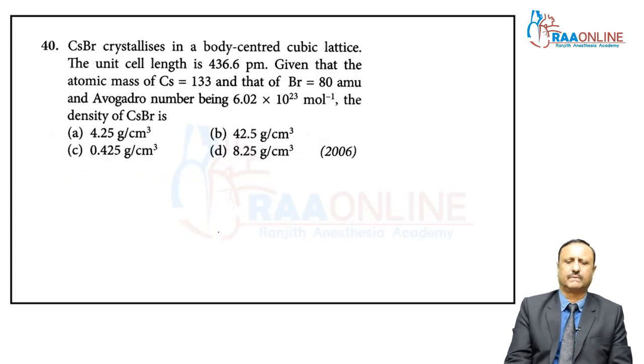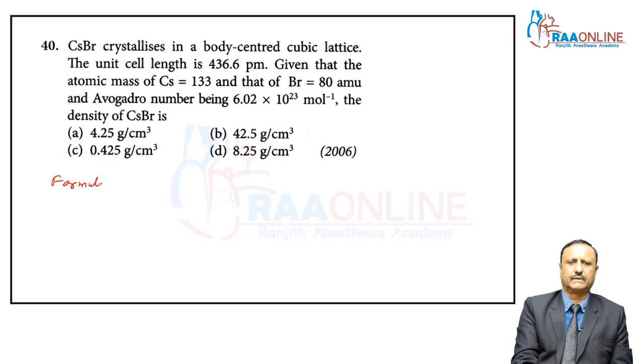Now we can see question number 40. Here in question number 40, CsBr crystallizes in a body-centered cubic lattice. The unit cell length is 436.6 picometer. Given that the atomic mass of cesium is 133 and that of bromine is 80 amu, and Avogadro number being 6.02 into 10 to the power 23 per mole, the density of CsBr. Here, my dear students, what is the formula? The same formula applies. The formula is density is equal to Z into molar mass upon Avogadro number Na into a cube.